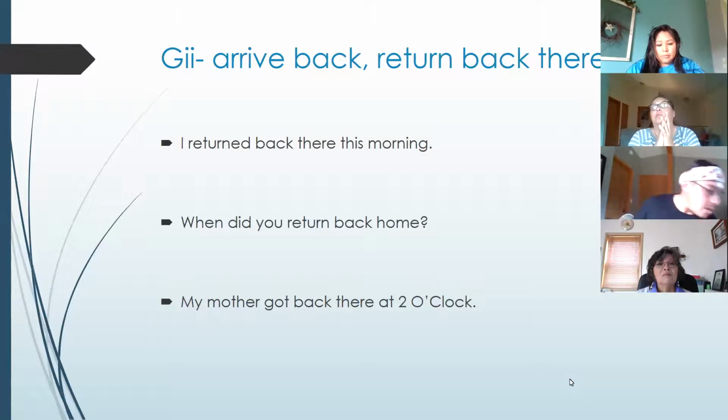Sentence 2 is, when did you return back home? Okay, so obviously, if I'm asking you that question, you're not at home right now. We're not at your house. You're probably at my house, and I'm asking you, when did you return back home? Past tense. Maybe you went on a trip or something. And then the final sentence is, my mother got back there at 2 o'clock.